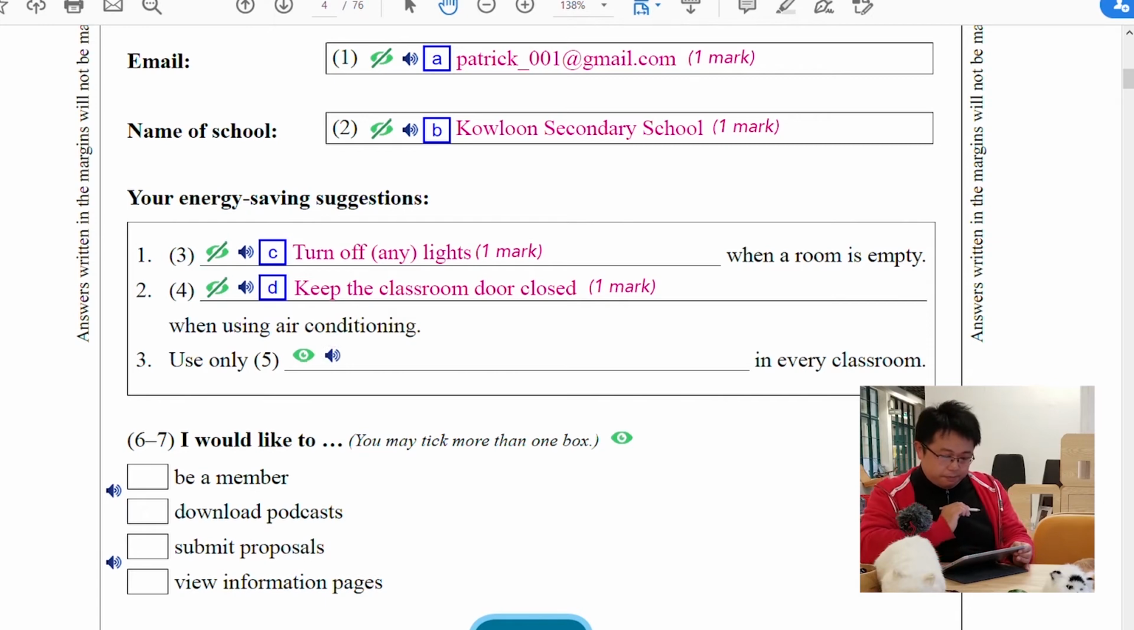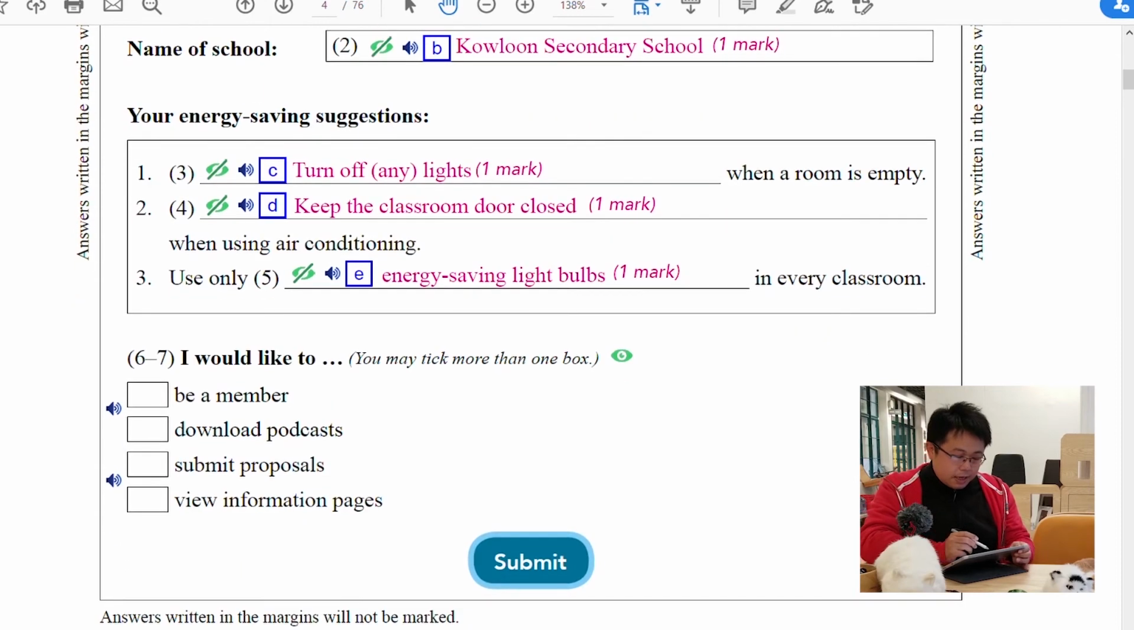And then for question 5. Another suggestion, which is also obvious, is to use only energy-saving light bulbs in every classroom. So the answer is use only energy-saving light bulbs. Remember the S in light bulbs. Okay, and for questions 6 and 7, you have to check these two boxes too. We want to listen to their podcasts and view their information pages.